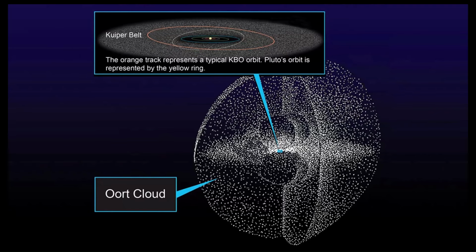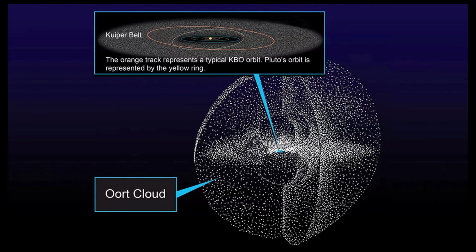But we've never observed any object directly in the Oort cloud, because most objects there are very small, very faint. And again, the Oort cloud is at least 10,000 AU away, very, very far. We'll probably never, ever send a probe there, because we don't know where to send a probe right now.